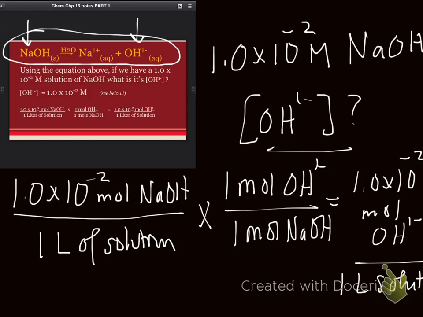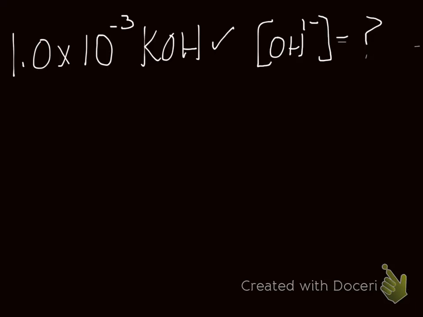Do we want to run through that again? Okay, so let's do this step by step. We've got a 1.0 times 10 to the negative third molar solution of potassium hydroxide. We want to know the concentration of hydroxide ions in this solution.